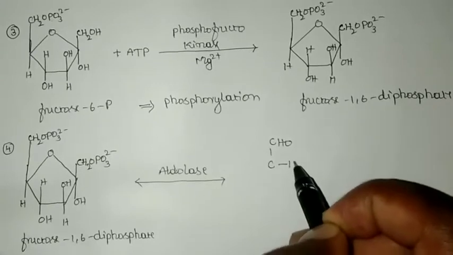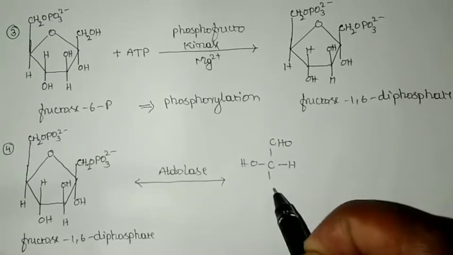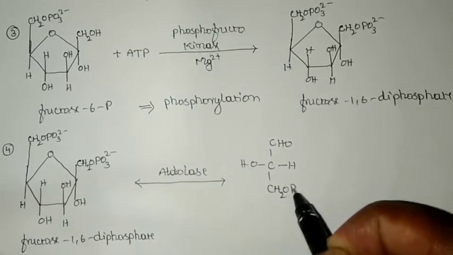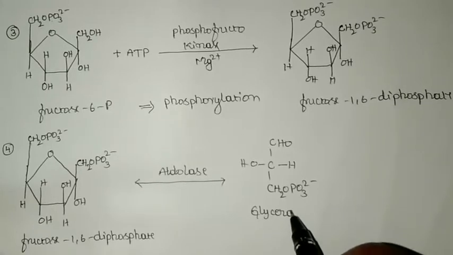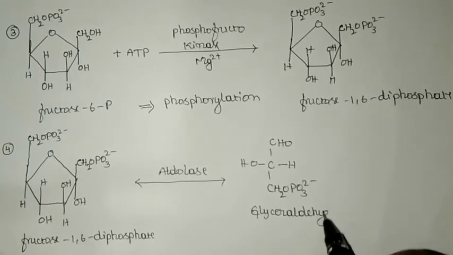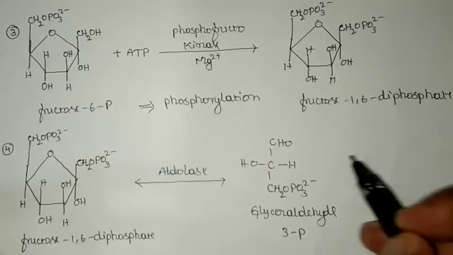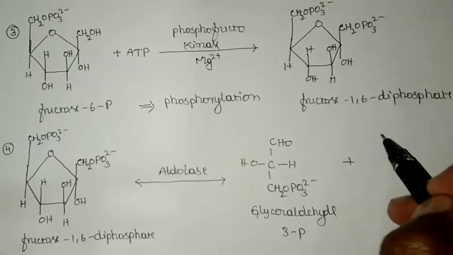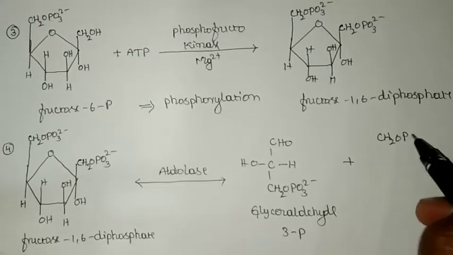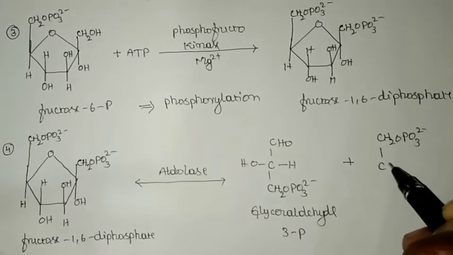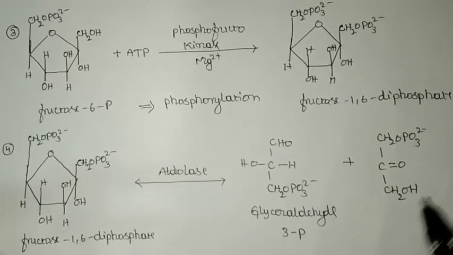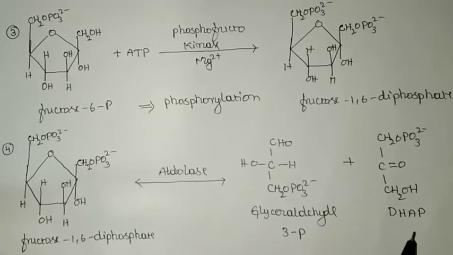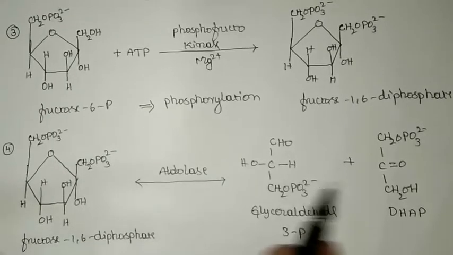glyceraldehyde 3 phosphate, HOH, CH2OPO3 2 minus. This is glyceraldehyde 3 phosphate. And along with glyceraldehyde 3 phosphate, we will be getting dihydroxyacetone phosphate, which can be written in this way: C double bond O and CH2OH. So this is dihydroxyacetone phosphate. Simply we can write it as DHA. So this is the fourth reaction.